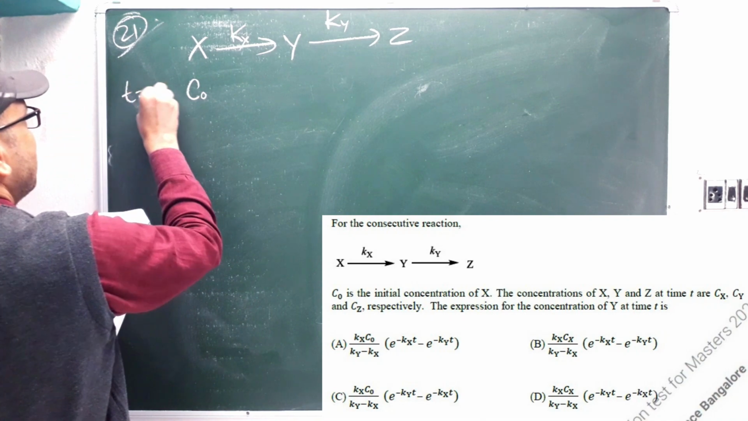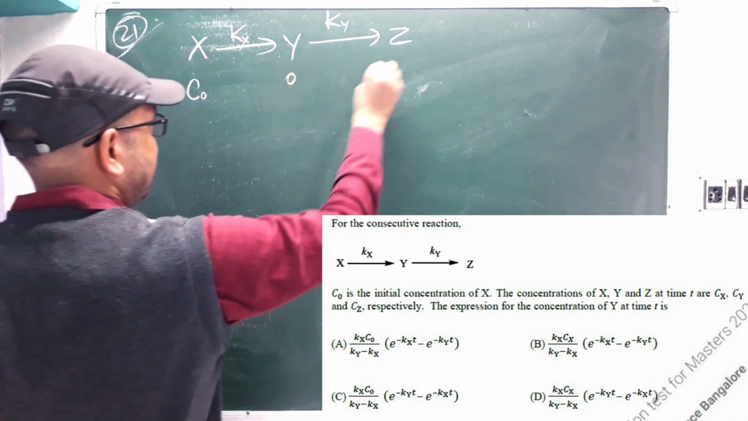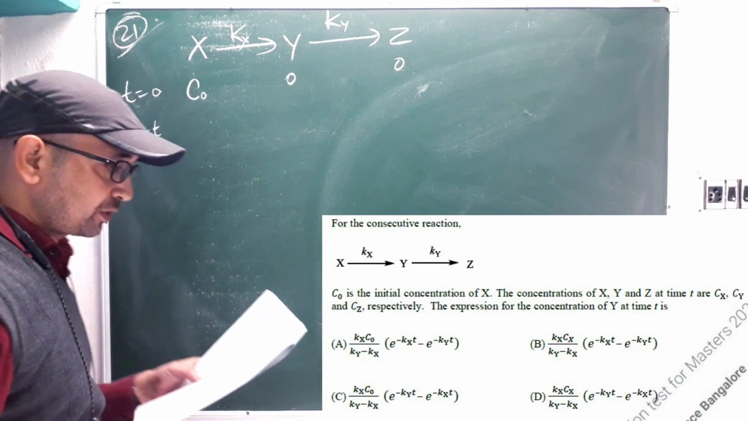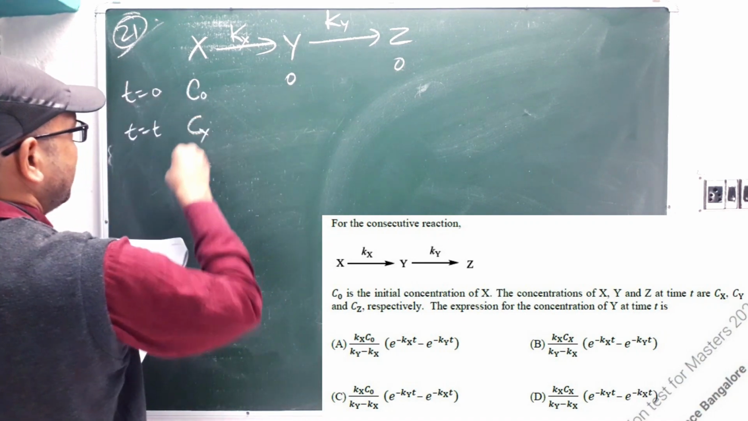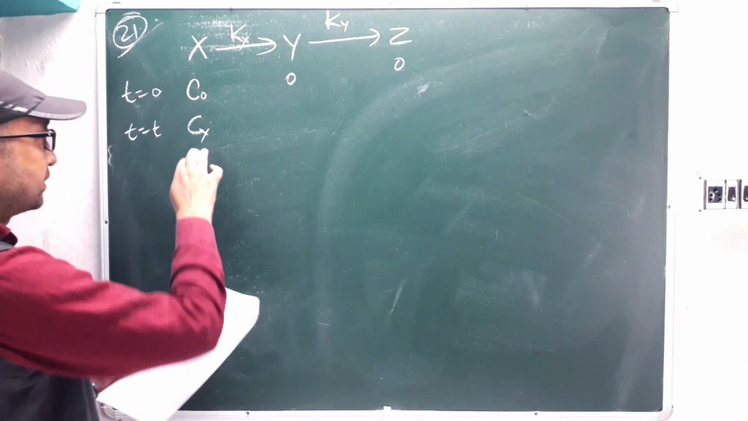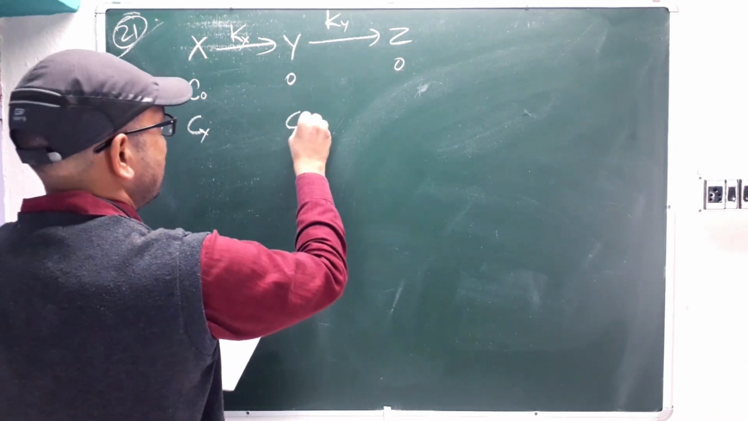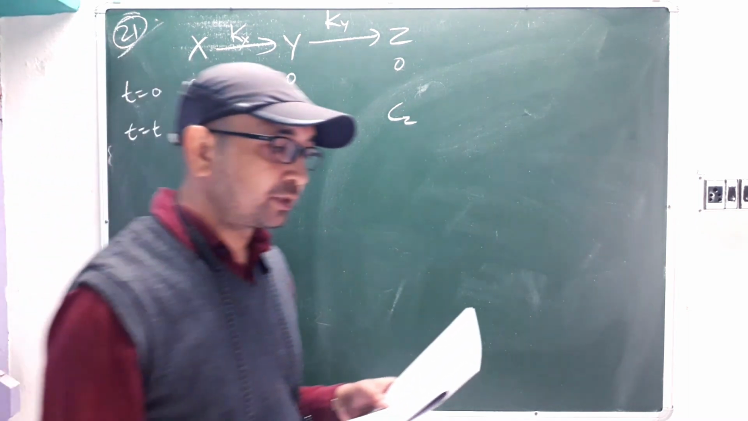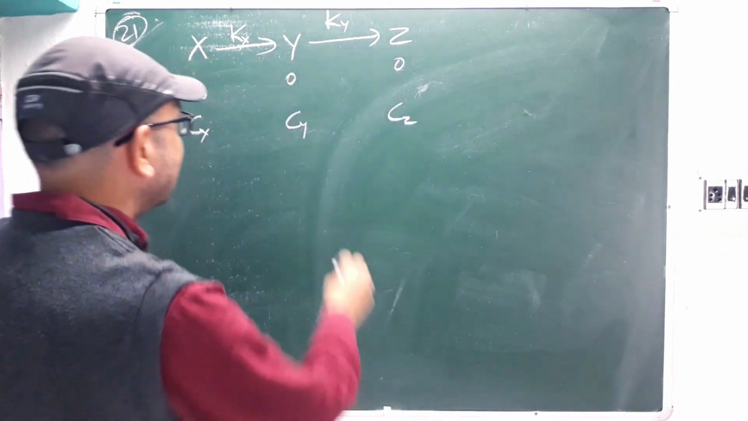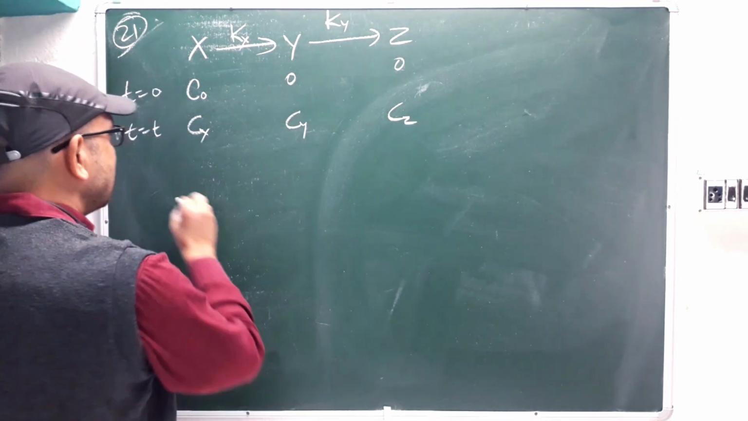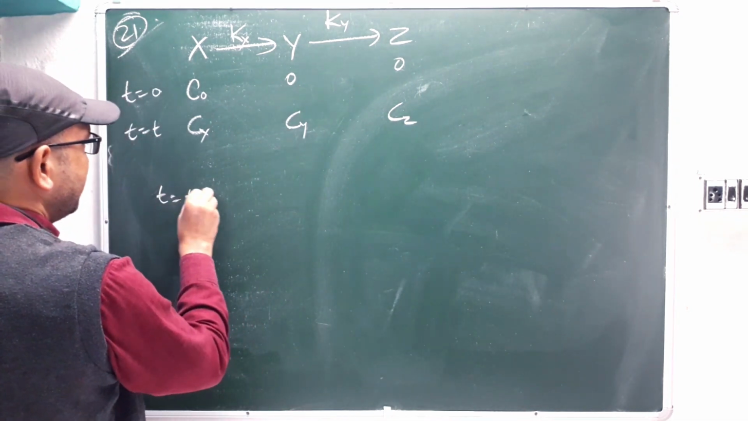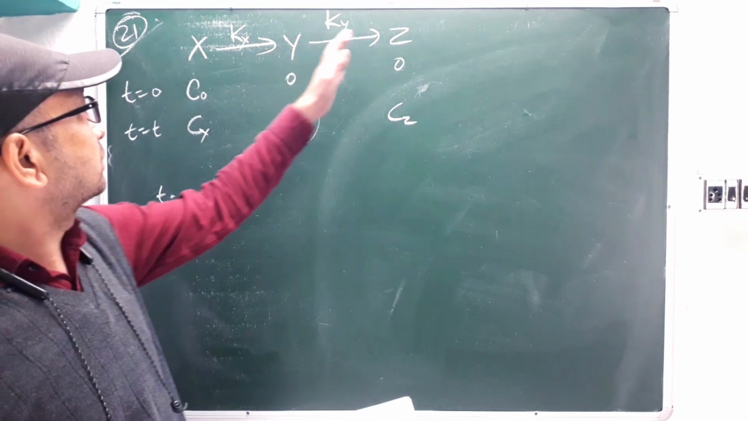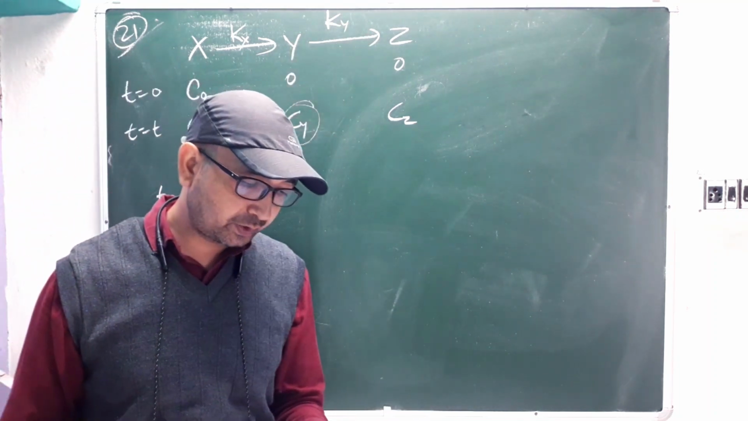So at time equal to 0, it is C0 and these are 0. At time equal to T, the remaining concentration will be Cx, this will be Cy and this will be Cz, okay? The expression for the concentration of Y at time T, what will it be? That you have to put in the formula. Kx minus Ky, where it is Kx minus Ky.